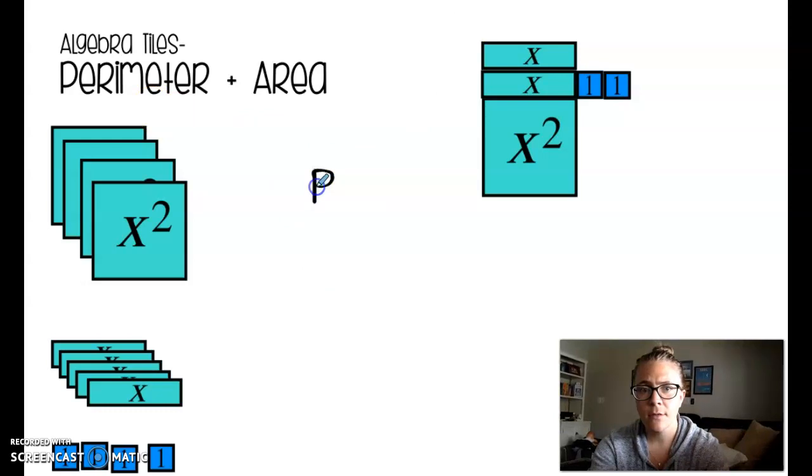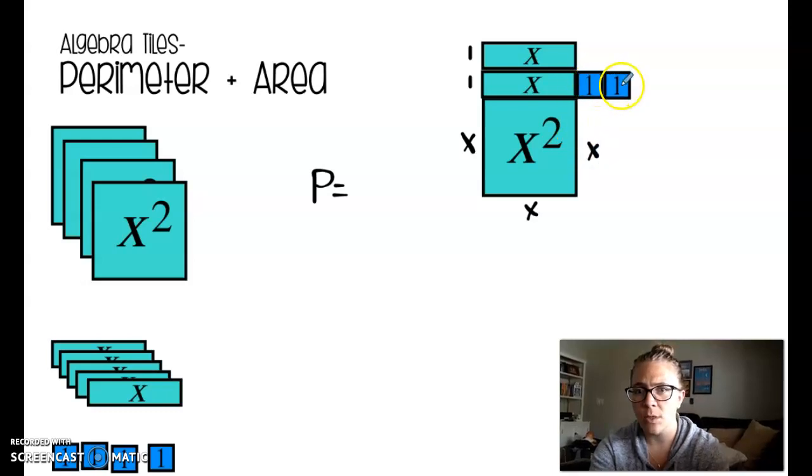So I'm going to start by finding the perimeter. The first step to find the perimeter is to write all of the values as I walk around the shape. So I'm going to start in the top left. This length is 1, 1. This longer length is an x. This long length is an x. And this also is an x.